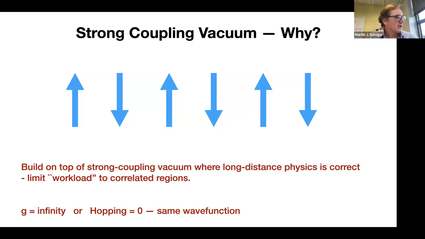Now, strong coupling also seems a little odd, because then you have to go from a coupling constant of infinity down to the coupling constant that you're targeting. But it turns out that the strong coupling vacuum and the vacuum with the hopping term equal to zero are the same. And it turns out that it is much easier to work with, at least with adiabatic preparation, to start from the strong coupling with zero kinetic energy and then adiabatically turn on the kinetic energy term, or the hopping term.